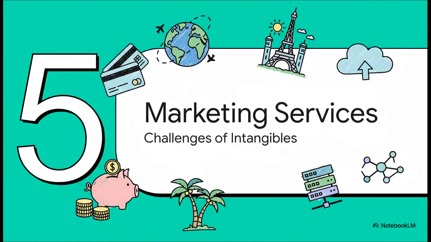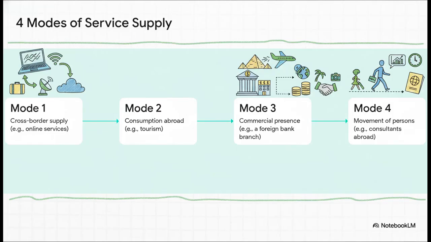All right, last but not least, let's tackle the unique world of international service marketing. We're moving away from physical products now and into intangibles, things like banking, tourism, and IT services. And believe me, they come with their own distinct set of challenges and opportunities. The World Trade Organization actually gives us a really useful framework here. It defines 4 main ways you can supply services internationally.